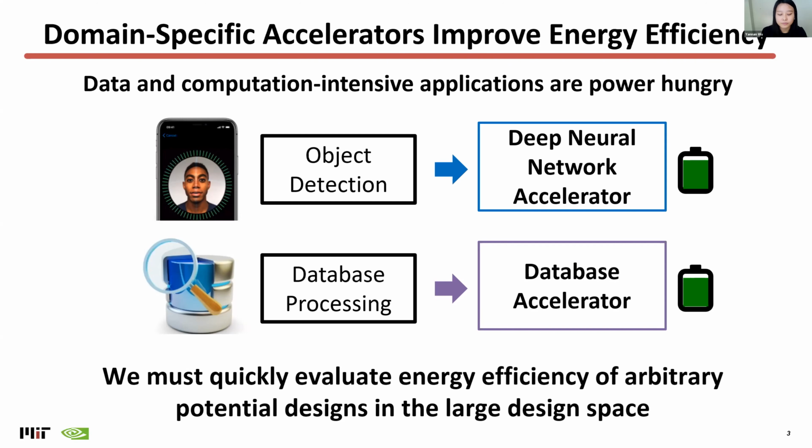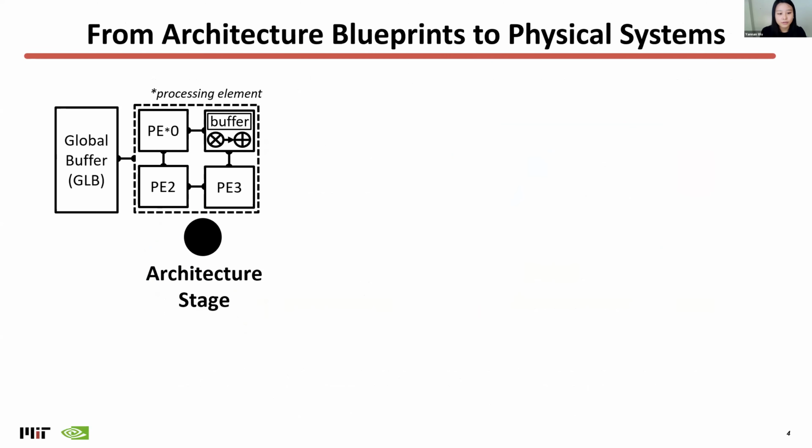So in order to quickly pick the most energy efficient design, we must be able to quickly evaluate the energy efficiency of arbitrary potential designs we have in mind in this large and diverse design space. So how do we do this? First, let's take a look at how a design is developed. At the very beginning, we will have an architectural blueprint of the design we have in mind, and we call this the architecture stage.